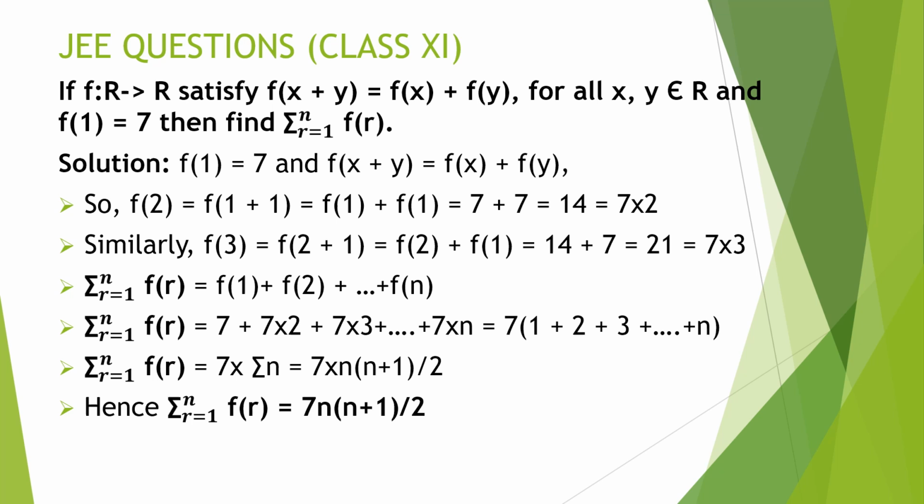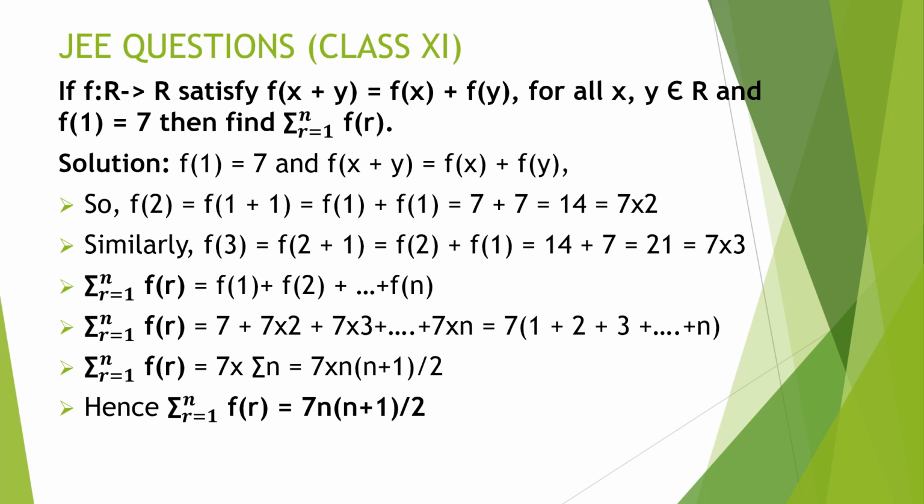Now it is already given to us that f(1) is 7, and we know by algebra of functions that f(x plus y) is f(x) plus f(y). So f(2) can be written as f(1 plus 1), or f(1) plus f(1), which is 7 plus 7, or 14, which can be written as 7 into 2. Similarly, f(3) is f(2 plus 1), which is 14 plus 7 is equal to 21, or 7 into 3.